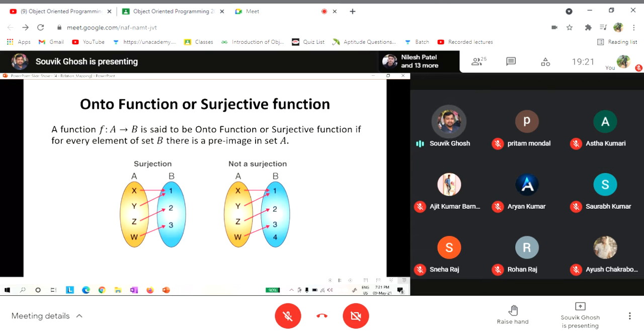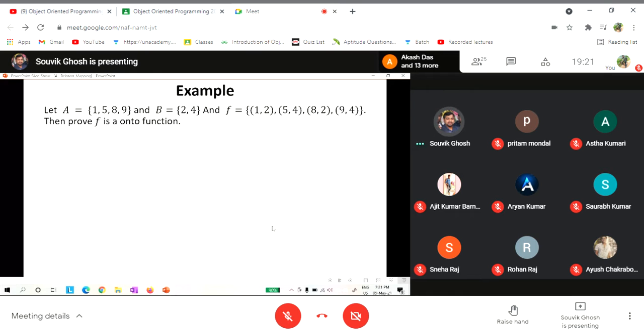But in the next picture you can see that in the set B we have four elements, 1, 2, 3, 4. Since the element 4 in the codomain doesn't have any pre-image in the set A, this is not a surjective function or surjective mapping. Though if we consider this set A and the range 1, 2, 3, then it is a function.